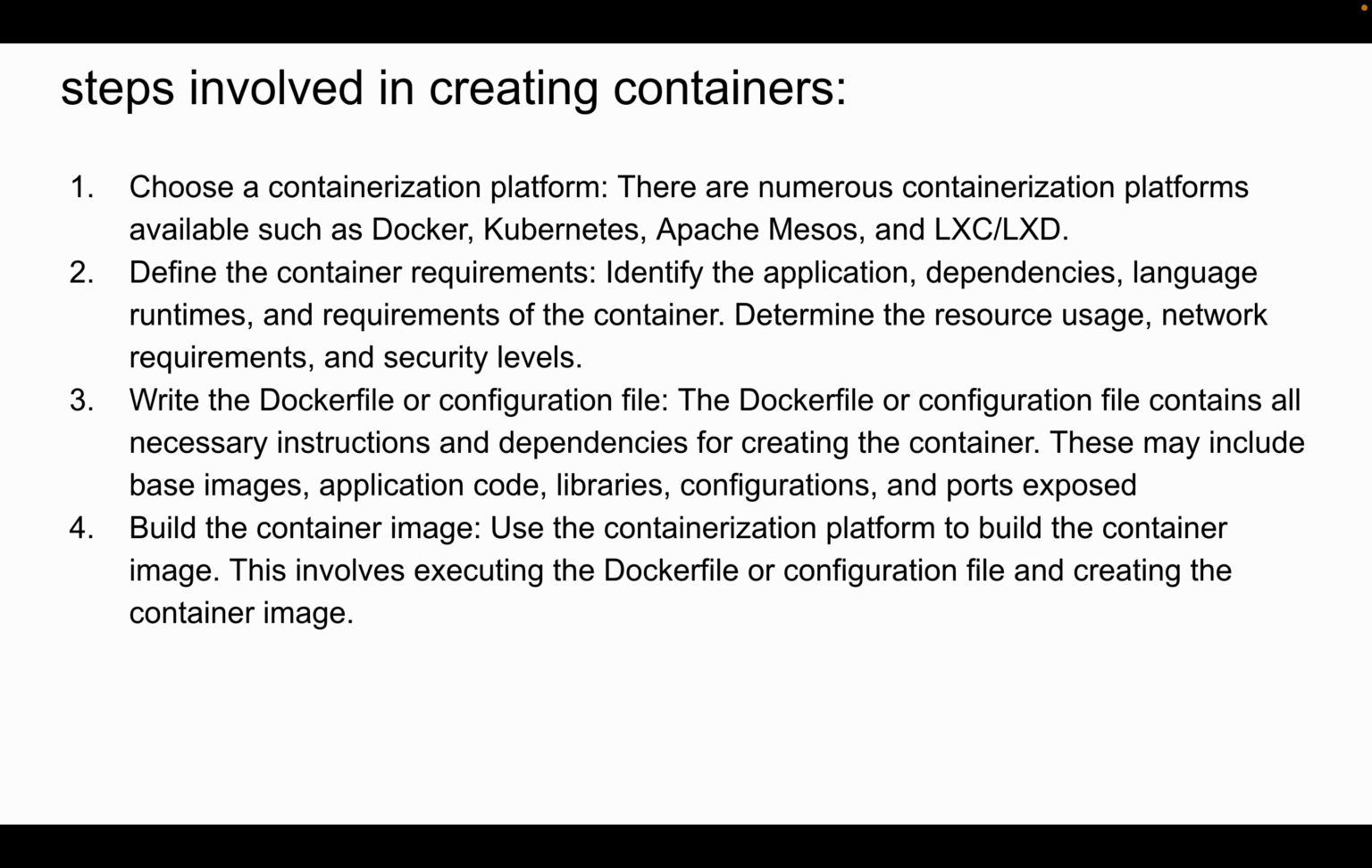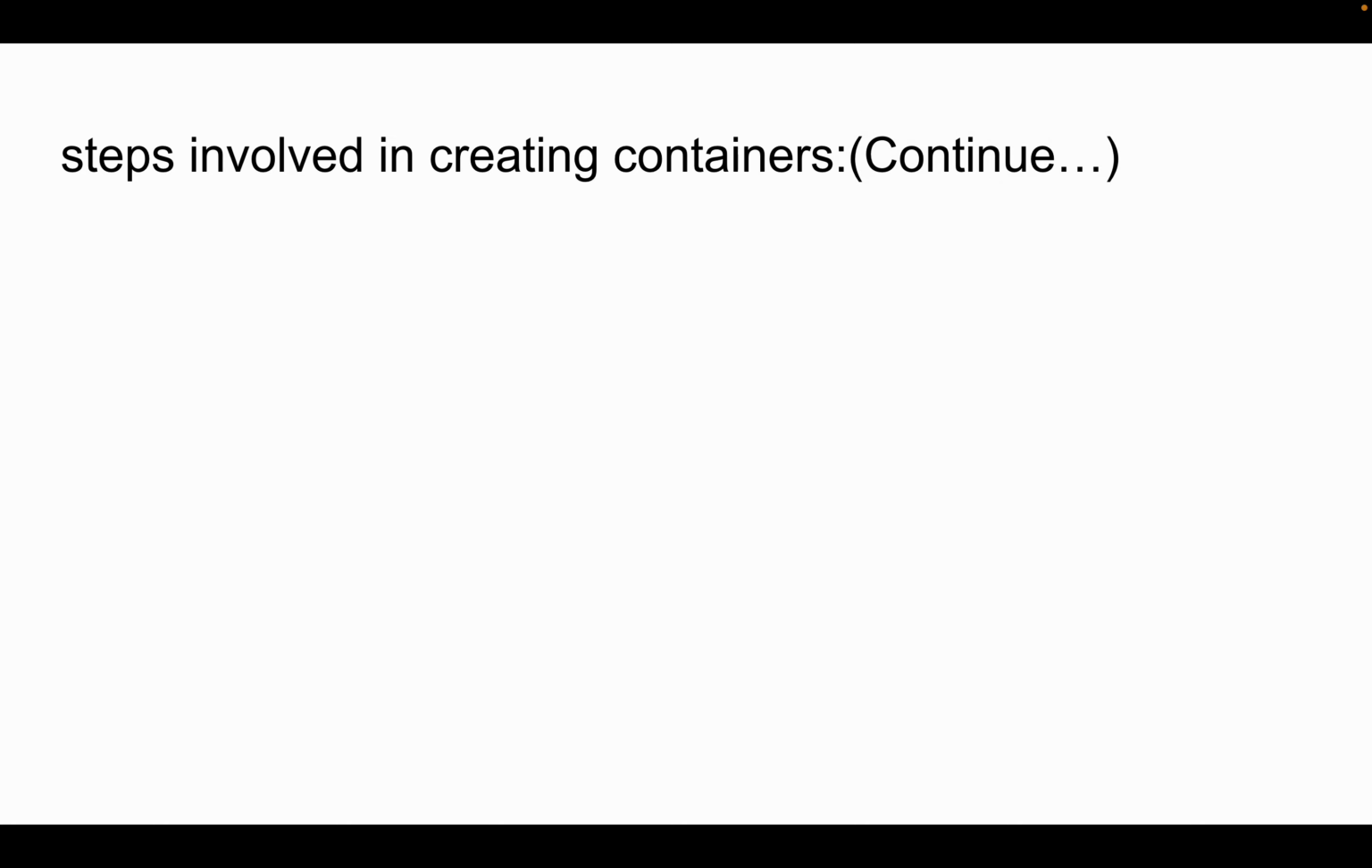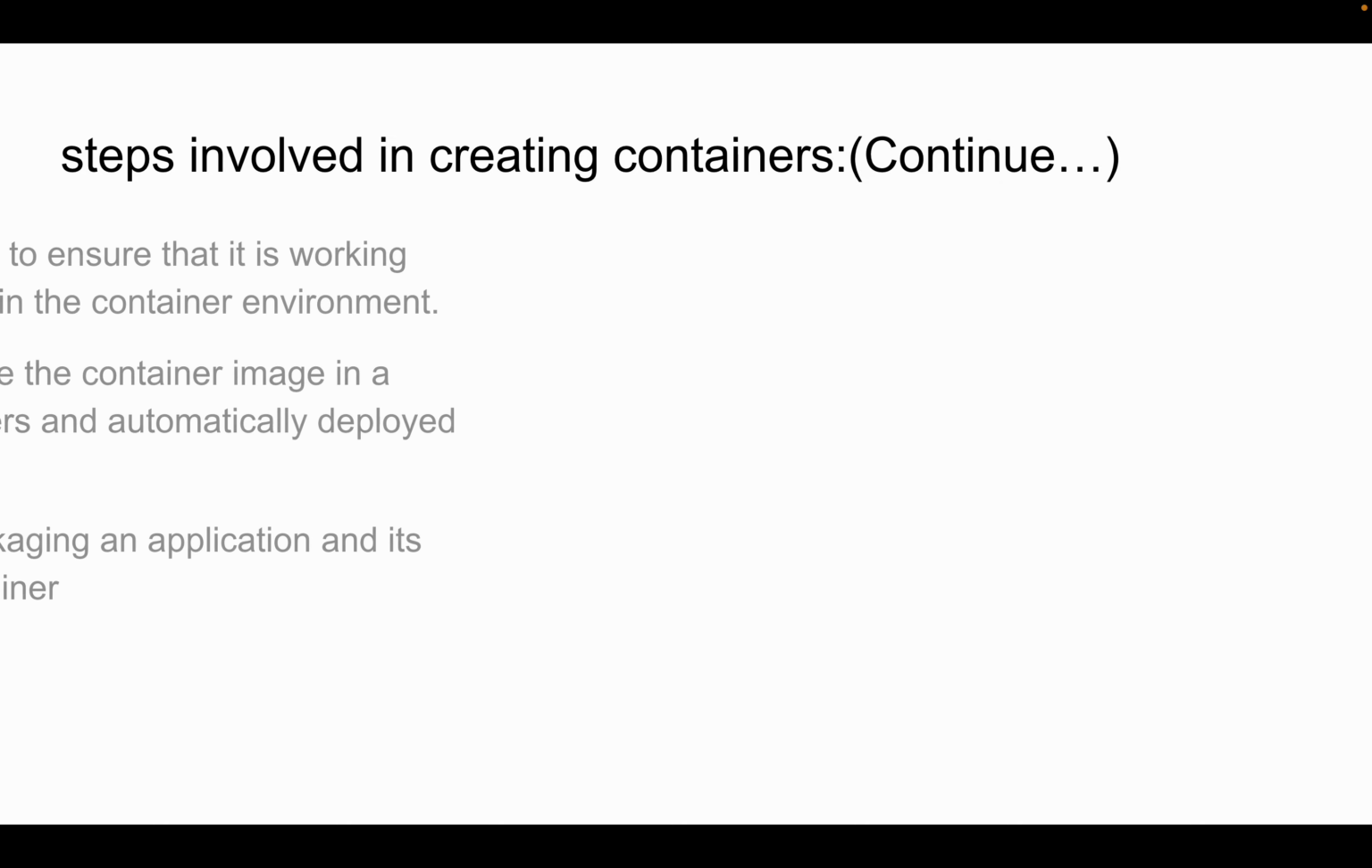This may include the base images, application code, libraries, configuration, and port exposed. Build the container image, which I explained in the previous question. Use the containerization platform to build the container image. This involves executing the Dockerfile or configuration file and creating the container image. Steps involved in creating containers.